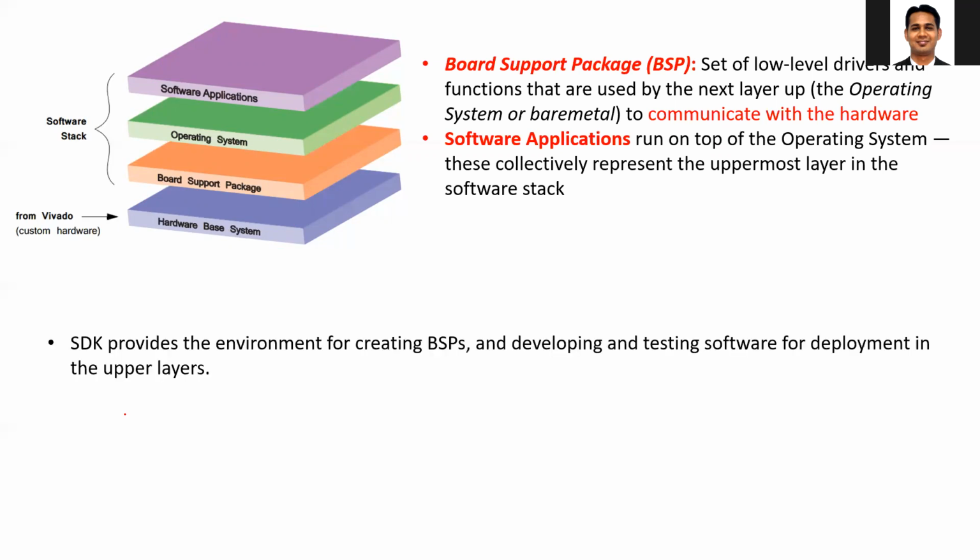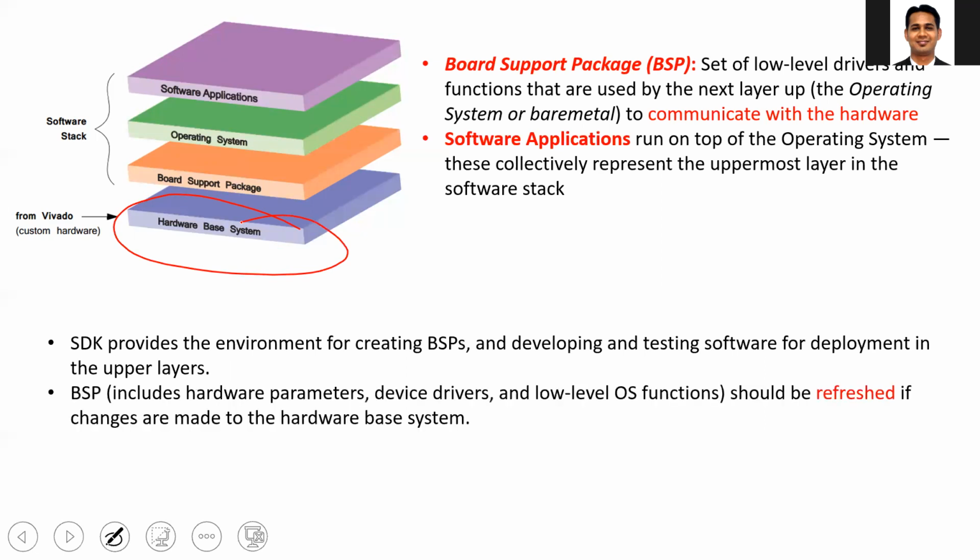SDK, along with the Vivado, provides the environment for creating the BSP. This board support package is created using the information communicated from the Vivado to the SDK, and then your application is written inside the SDK. The board support package includes the hardware parameters, device drivers, and low-level OS functions which are enabled in the hardware, so all these things are automatically generated and provided to the SDK.